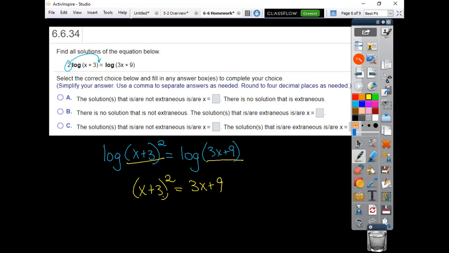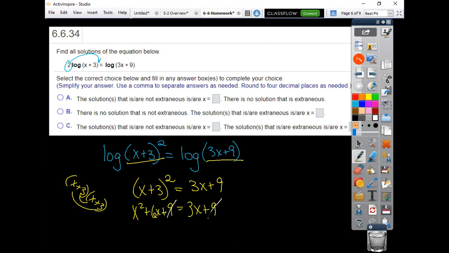Don't forget what a squared does here. You're doing x plus 3 times x plus 3. So hopefully by now you've done enough of those that you're going to remember that middle term of 6x and not lose it in the process. So it's going to look like that. And then my next part.